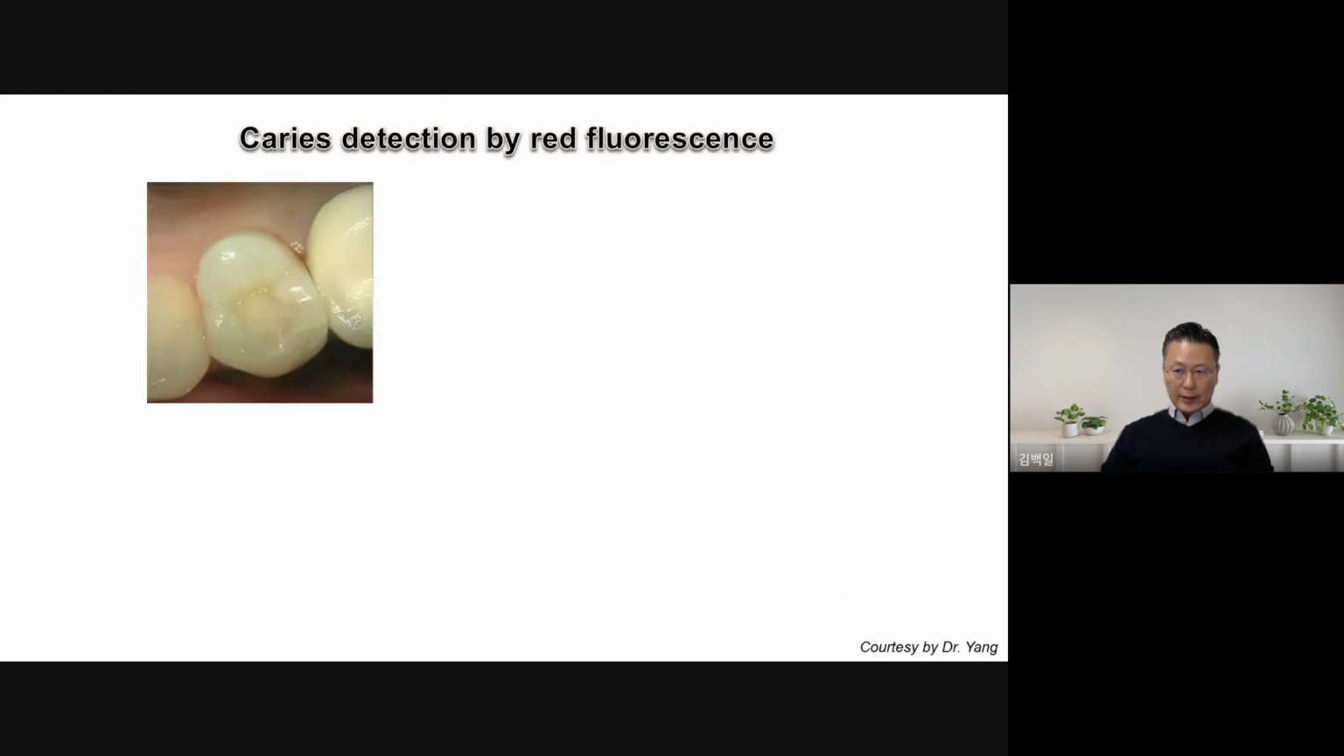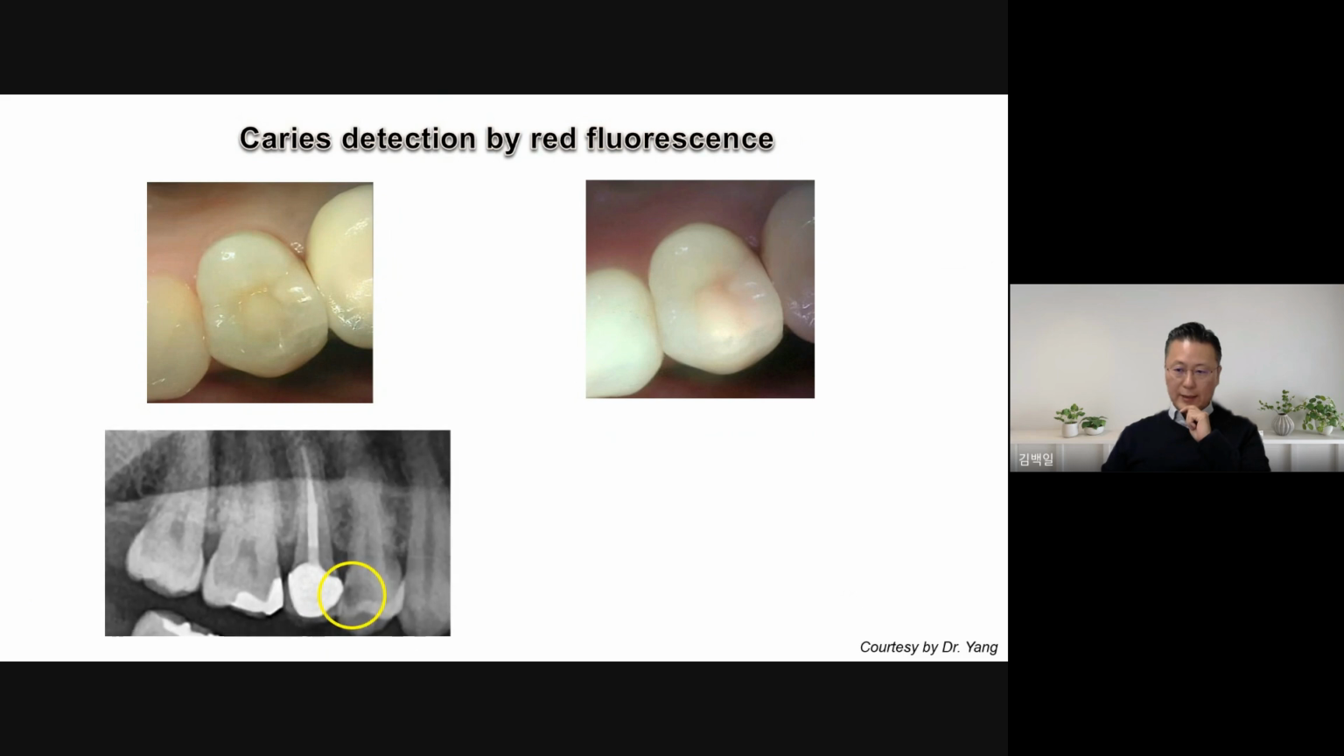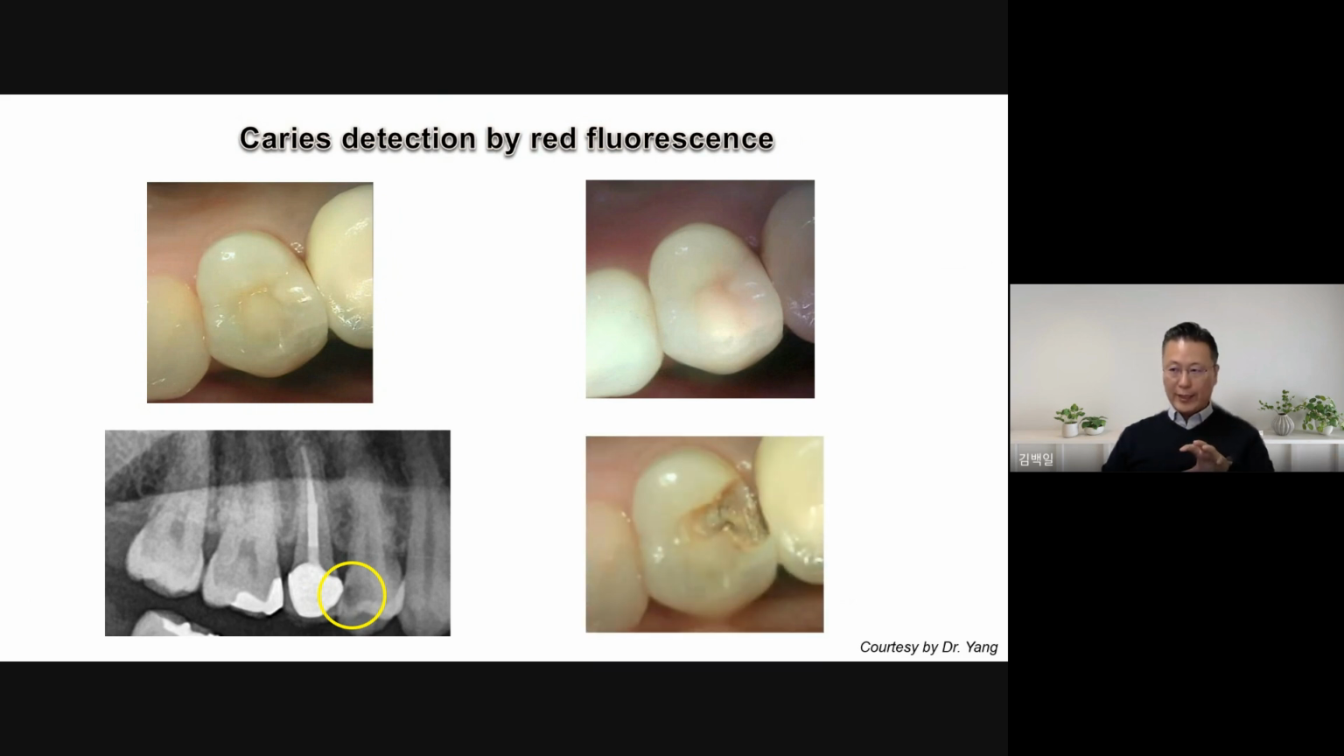In this clinical situation, we cannot easily say whether it's caries or not. But in the QBLISS system, you can see that some faint red color appears. Then X-ray also showed some proximal lesion. So when we removed the surface, we could definitely find a deep caries lesion inside. It means the QBLISS system can detect not only early caries, but also advanced caries.